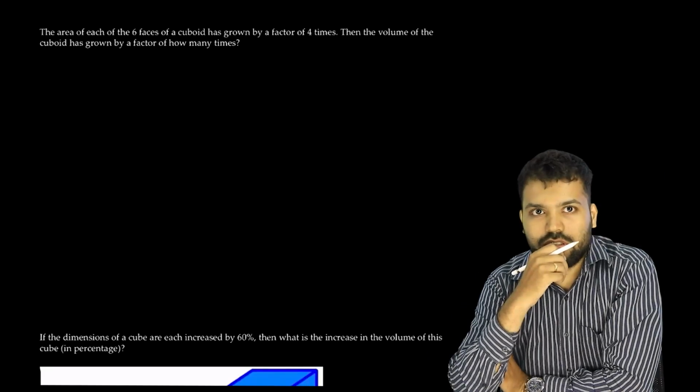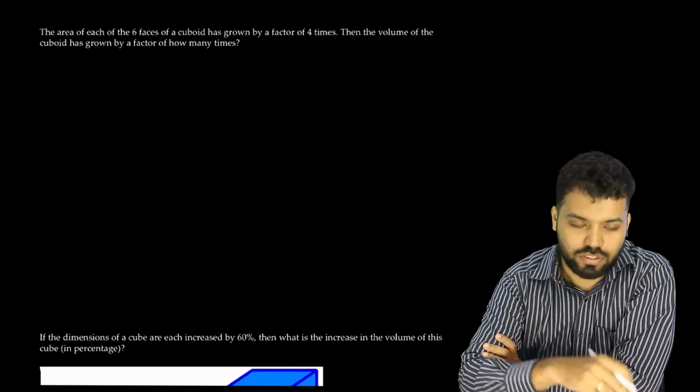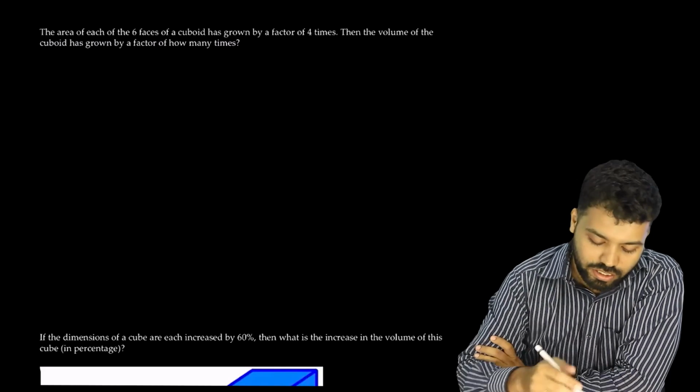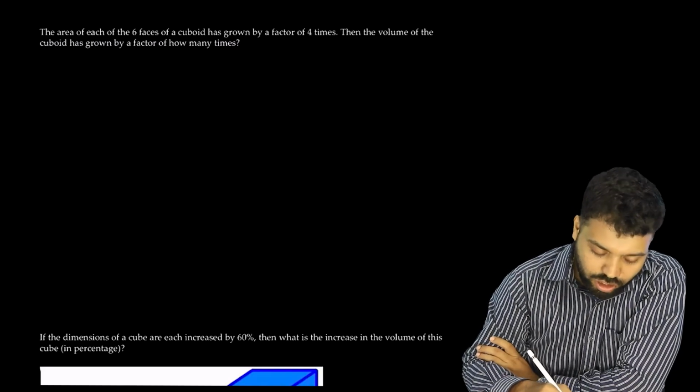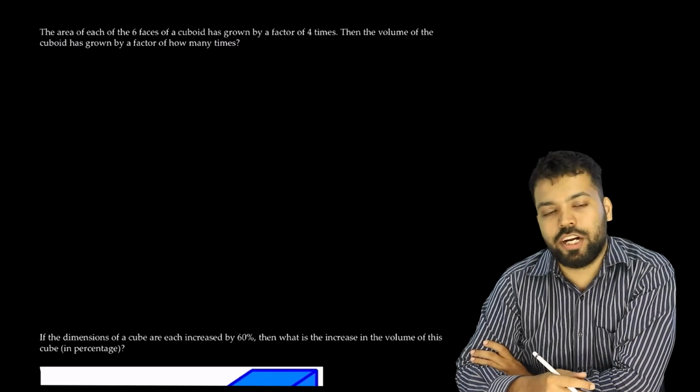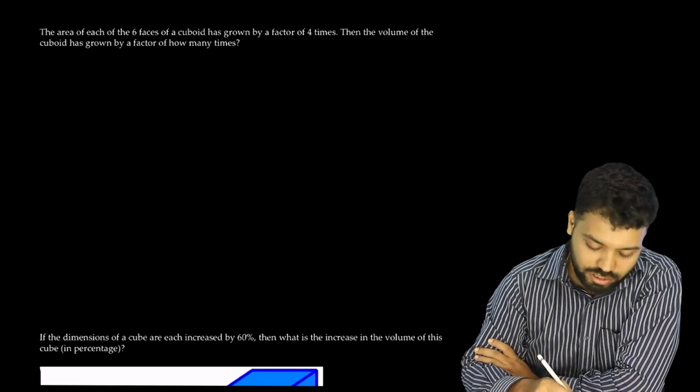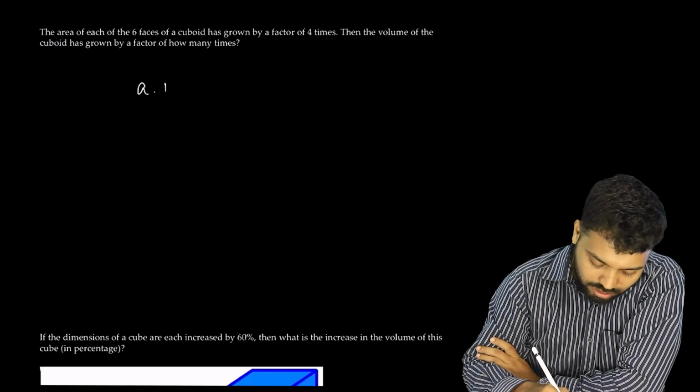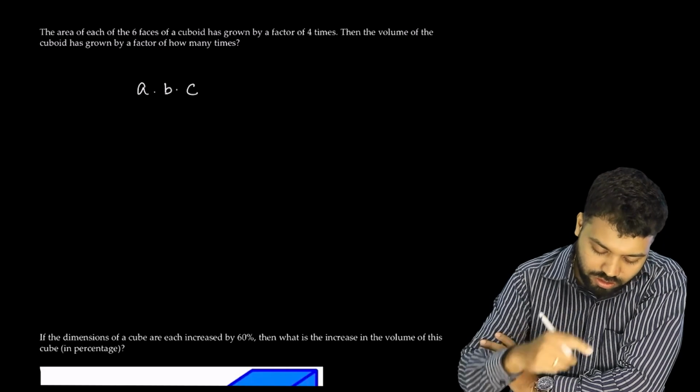Volume of a cuboid is length into breadth into height. Yes. Or if I take it as ABC, it is A into B into C. Then we increase everything by 4: 4A into 4B into 4C. So it becomes 64 ABC.